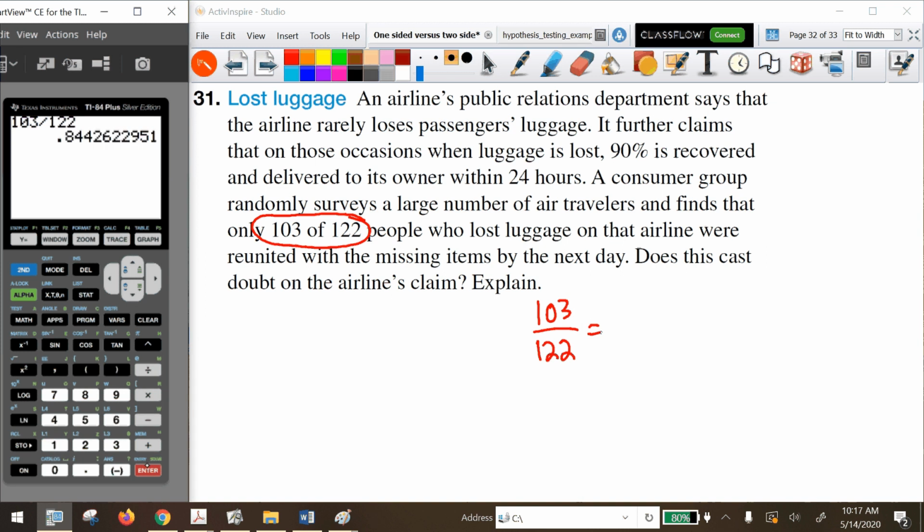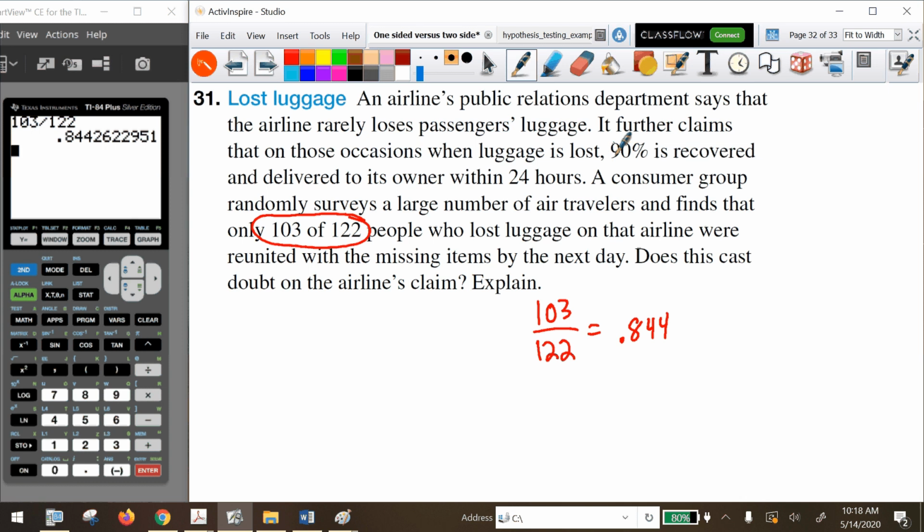All right, so this is equal to 0.844, which is less than the airline's claim. They claim that 90% of their customers are reunited with their lost luggage within 24 hours. And in this random sample, only 84.4% of them were reunited by the next day or within 24 hours. So I'm starting to suspect that they're being a little overzealous with this claim, and that the true proportion of people that are reunited with their luggage is actually less than 90%.